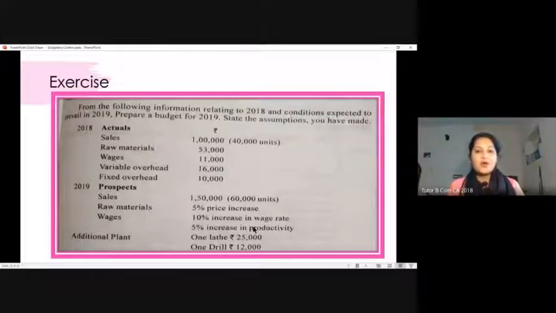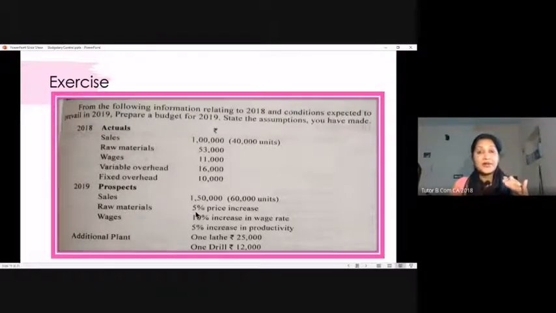I can easily find out for 60,000 units with a 5% increase. For that, I need to have the per unit price here. So I will do 53,000 by 40,000, then I will have the per unit price for that quarter. And then I know that I need to find that for 60,000 units, but there is a percentage increase also. So it will be 53,000 by 40,000 into 60,000 into 105 by 100. 105 by 100, why? Because there is an increase of 5. You can divide it, okay?